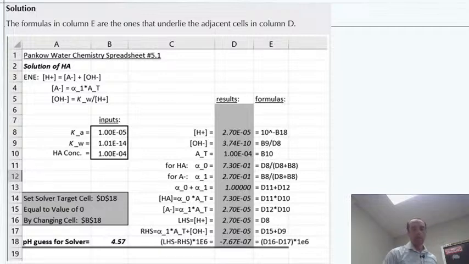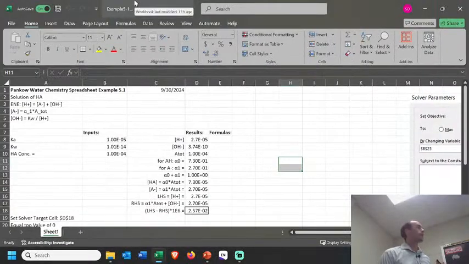So I'm going to pull up this Excel sheet to share that with you. How many of you have used the Excel Solver tool before? Okay, so it's not foreign to everybody.